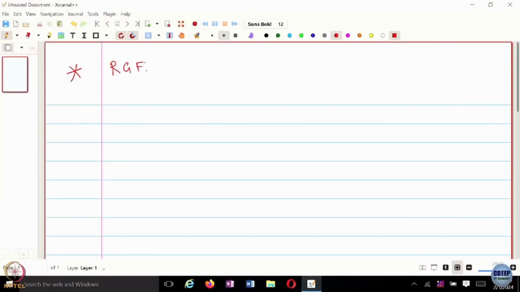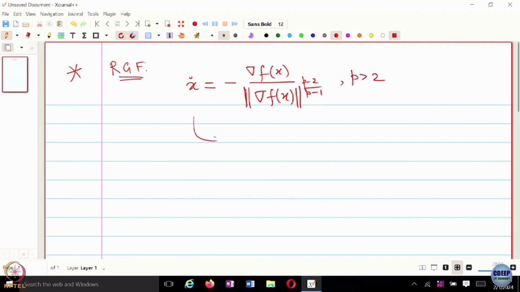Just to quickly recap, we started looking at this notion of finite time and fixed time stability, and we looked at this particular rescaled gradient flow, which was defined as x dot is some, with p greater than 2, and this was shown to be finite time convergent.